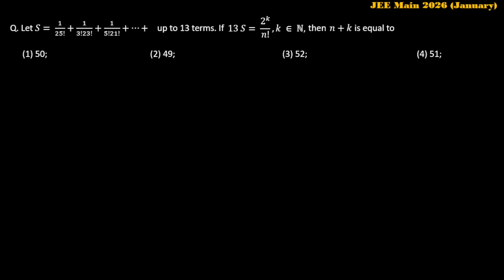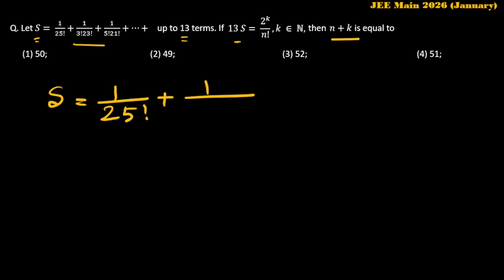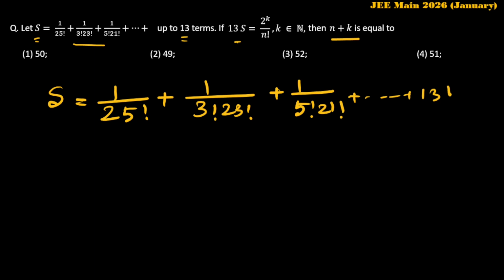In the problem, it is given that S is equal to some expression in factorials up to 13 terms, and also given that 13S is equal to 2 power k over n factorial. Then we are asked to find the value of n plus k. Now S is given as 1 over 25 factorial plus 1 over 3 factorial 23 factorial plus 1 over 5 factorial 21 factorial up to 13 terms.